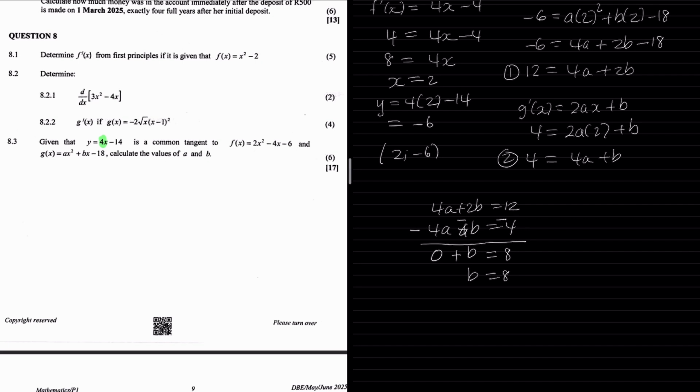Then to work out the a value, substitute it into either equation 1 or 2. I'm going to substitute it into equation 2 just because it's simpler. So 4 is equal to 4a plus 8. Take the 8 over: 4 minus 8 is negative 4, equal to 4a. a is equal to negative 1. And so we have our values for a and b.